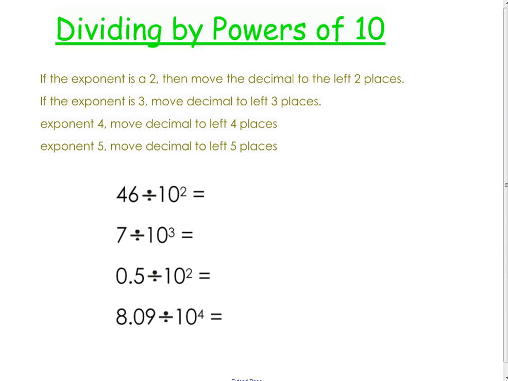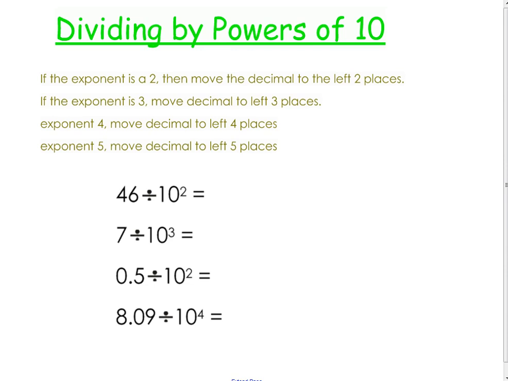So if the exponent is a 2, we'll move the decimal to the left 2 places. If the exponent is a 3, we move the decimal to the left 3 places. If the exponent is a 4, we move the decimal to the left 4 places, and so on and so forth. So let's take a look at our first equation.